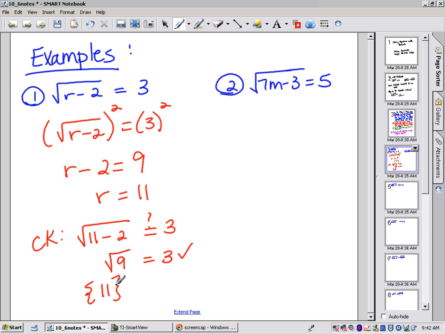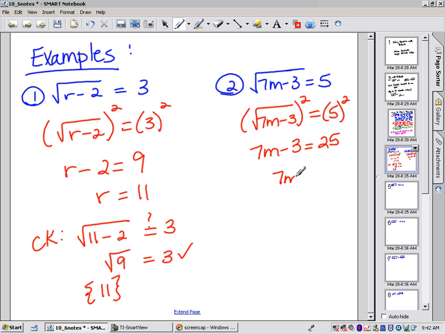Now the second example, the square root of 7m minus 3 is equal to 5. Very similar to the first problem, we're just going to square both sides. And in so doing, we get just 7m minus 3 is equal to 25. So we add 3 to both sides to get 7m is equal to 28. And then divide both sides by 7 to get m is equal to 4.